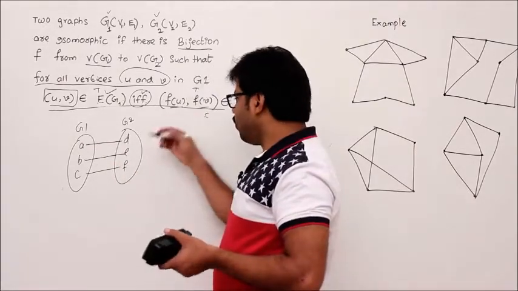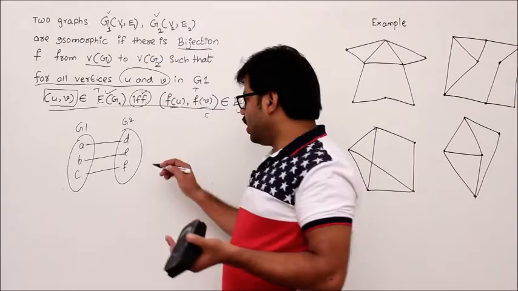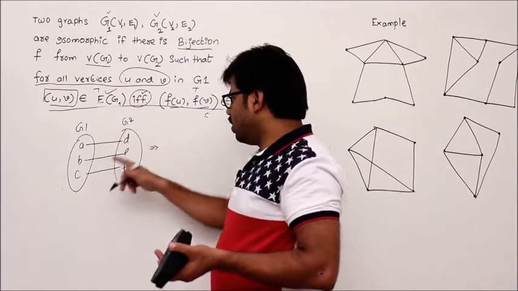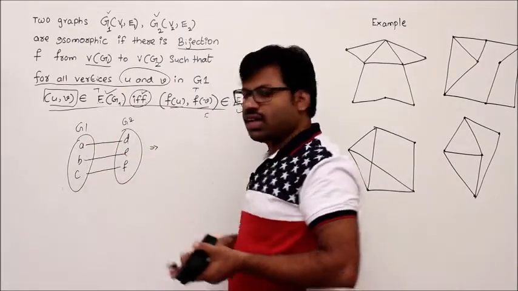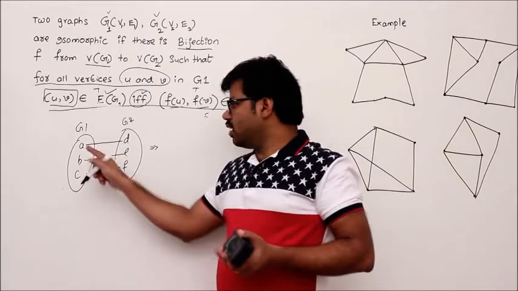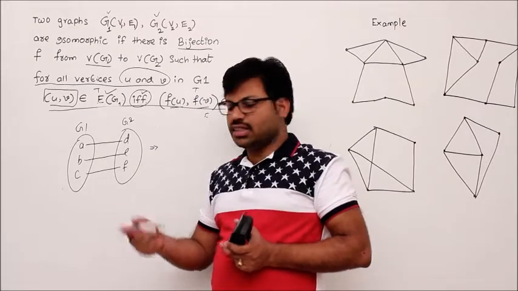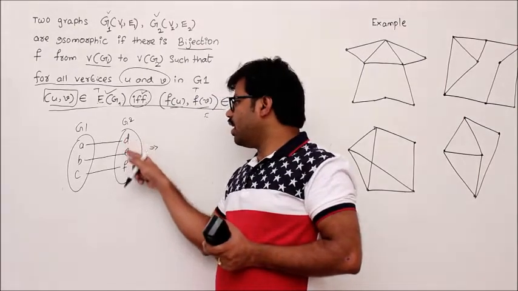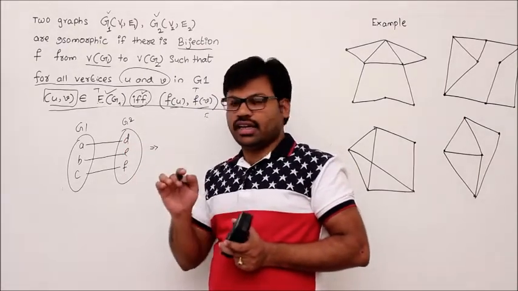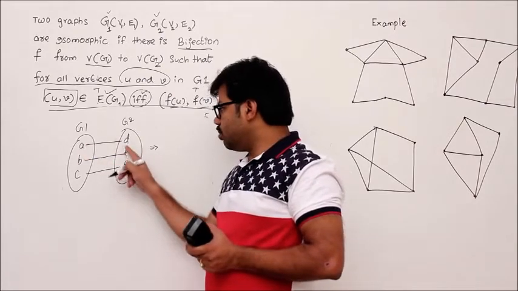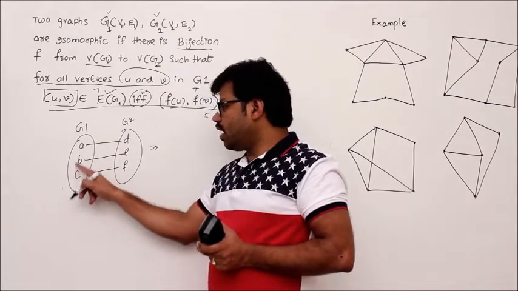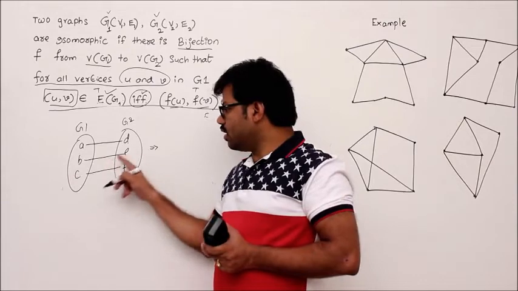So form one way of function, then check whether adjacency is preserved or not. How to check adjacency? Check the edge between A and B in graph number 1. If there is an edge, then check between D comma E in G2. Then mark it in that way. If there is an edge here, there should be an edge here. And observe the B comma C combination. If there is an edge here, there should be an edge between E and F.